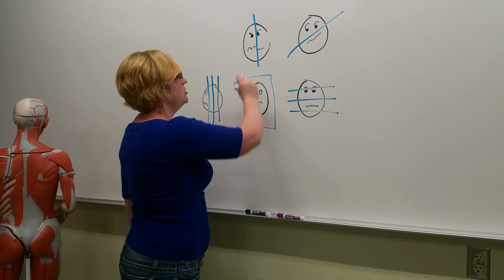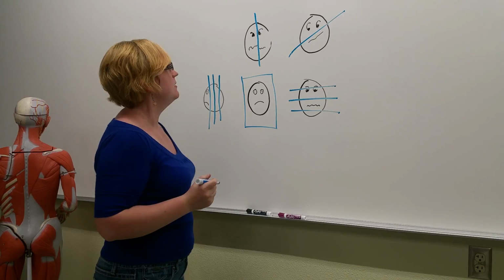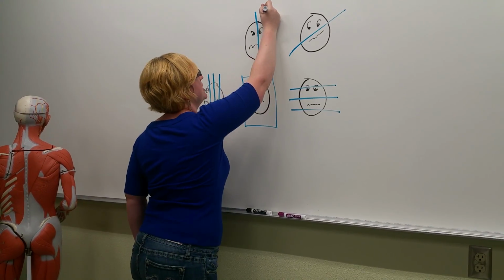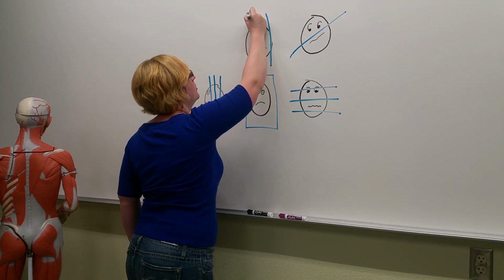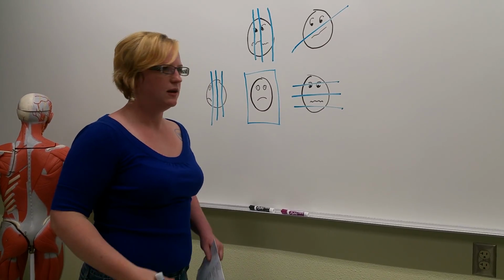For sagittal, mid-sagittal is only down the middle, if that makes sense. Parasagittal would be like if I cut over here or I cut over here. That's parasagittal, so away from the midline. And that's it for sagittal.